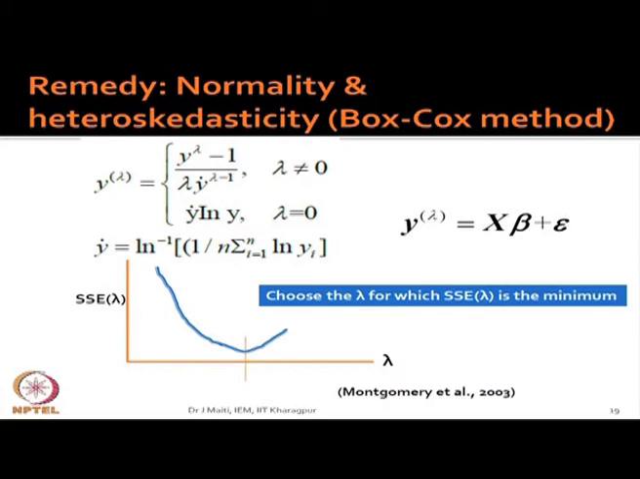Now I will show you another important consideration, which is known as the Box-Cox method.